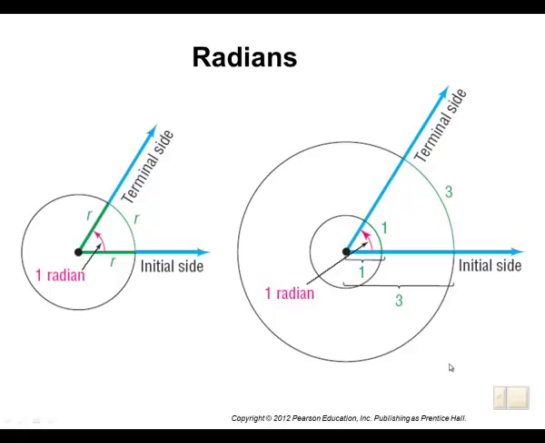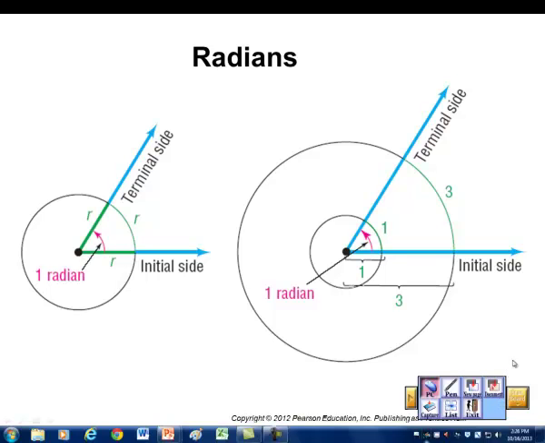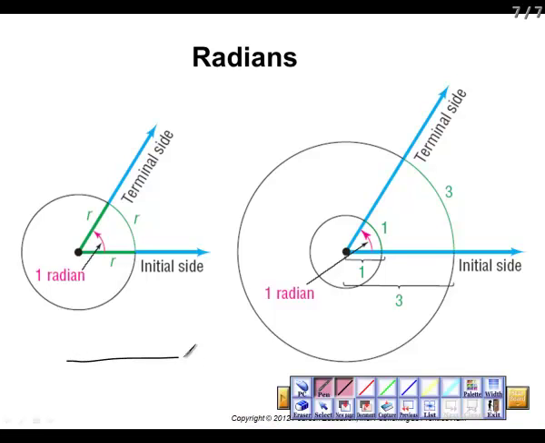Okay, now we're going to take a look at radians. Now, one way to look at this is here we have from 0, if we look at this, here's 90, and we know this is 180, and this is 270 degrees. Well, we know that from 0 to 180, that's 1 pi.